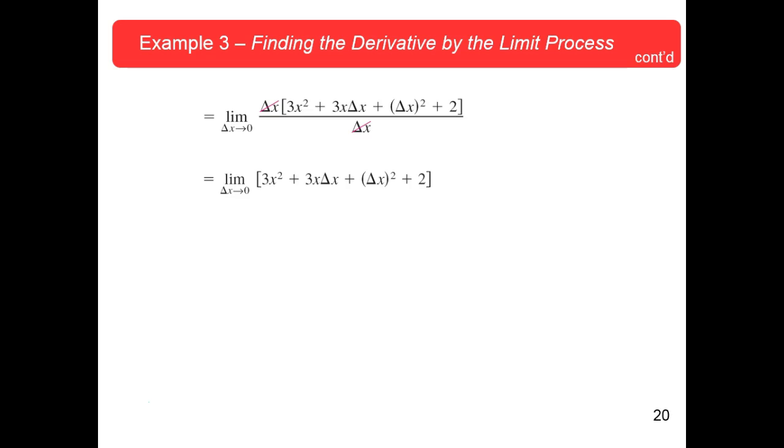Okay? And as delta x goes to 0, this doesn't have a delta x in it, so that stays 3x squared. This does, and if that goes to 0, that whole term goes to 0. And this has a delta x in it. If that goes to 0, that whole term goes to 0. And this doesn't have a delta x in it, so it stays 2. So that leaves you 3x squared plus 2. Okay? That's by the definition. Now, that was example 3.